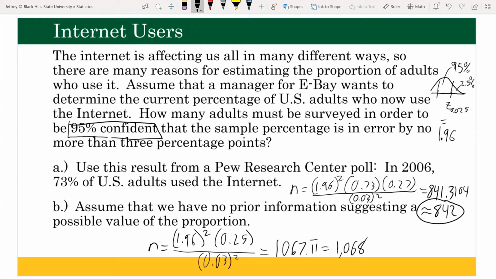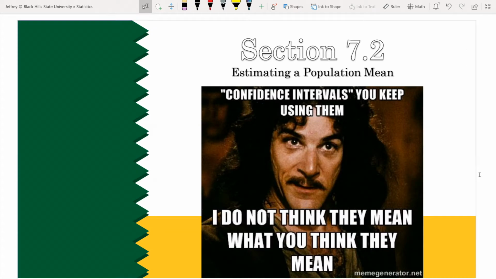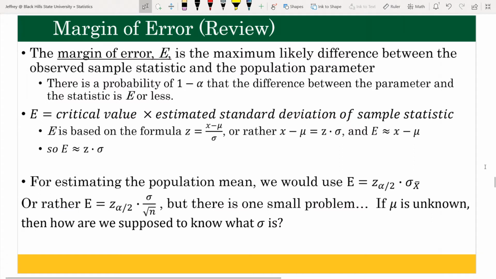Now we can go ahead and move on to 7.2. In 7.2, we are still going to be making confidence intervals. However, we're going to be looking at the population mean instead of the population proportion. A lot of this will be very similar: we are still going to find the margin of error, we are still using the formula for the confidence level as 1 minus alpha, and we're still basing our margin of error formula off of the z-score formula.